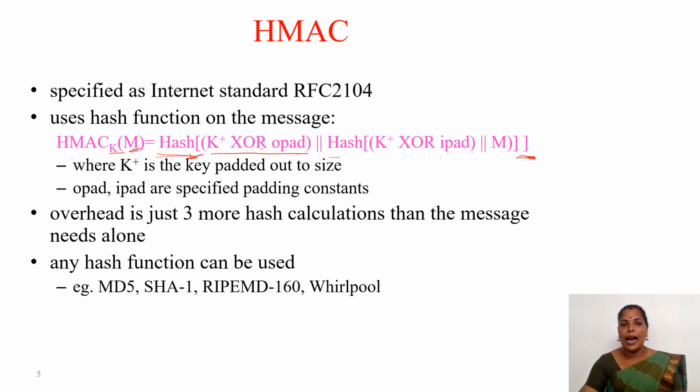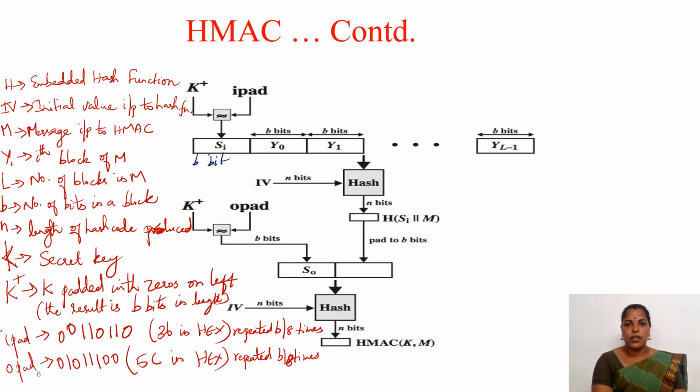Here, for the hash function, you can use any hash function, whether it is MD5 or SHA. In SHA many variants are there, and you can use any variant. RIPEMD-160 and Whirlpool are some other hashing algorithms. So we can apply any hash function here. In place of the hash you can use any of the hash algorithms. So this is the block schematic of HMAC.